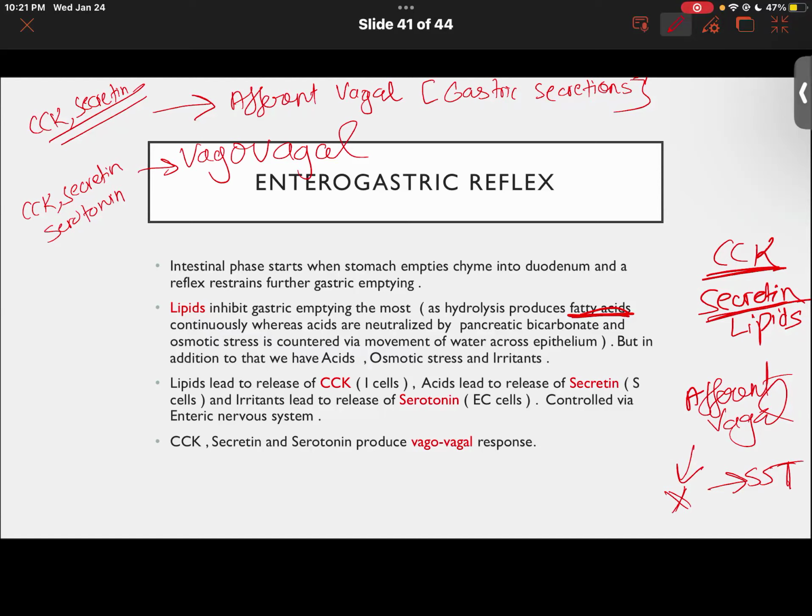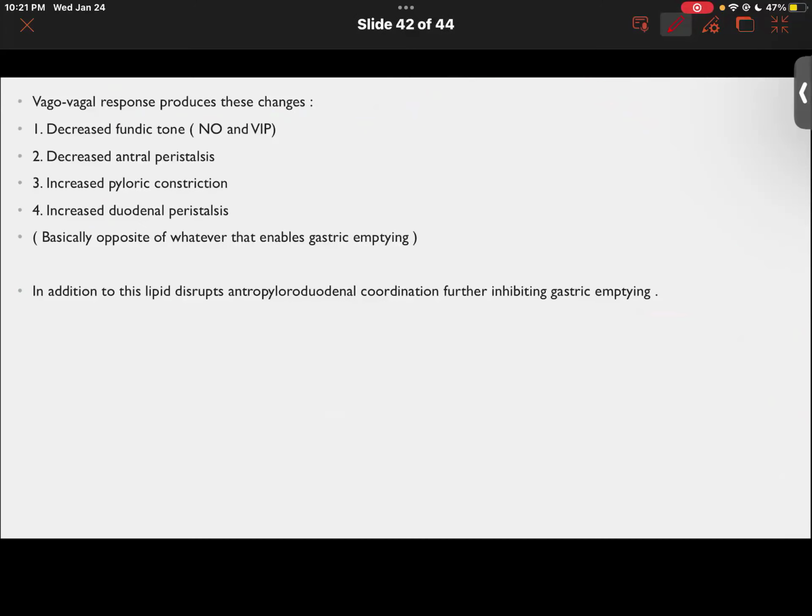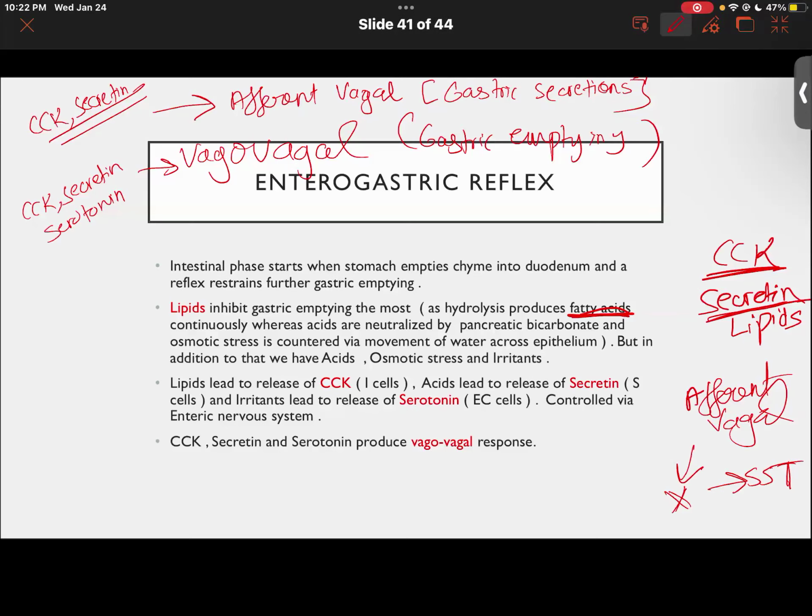CCK and secretin in gastric secretions activate afferent vagal, which activates somatostatin and leads to an inhibition of gastric secretion. This is in gastric secretions. When we're talking about gastric emptying, on the other hand, which is a mechanical movement to empty stuff, the CCK, secretin, and serotonin activate the vagal reflex. And the vagal response produces these changes, which is a decreased fundic tone. Vagal is basically going to want the food to stay there.